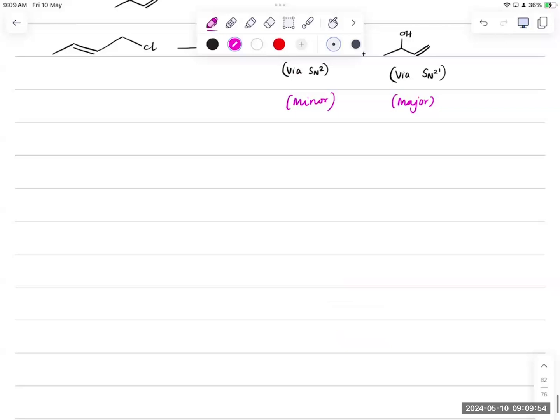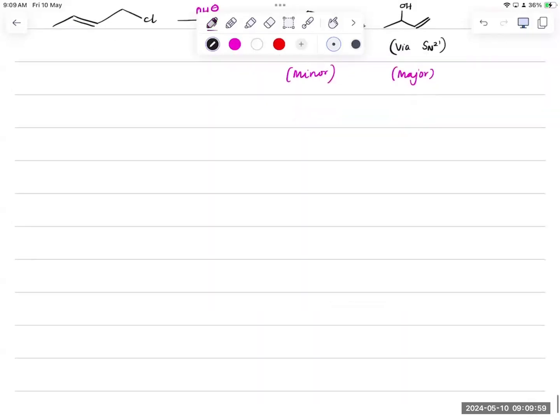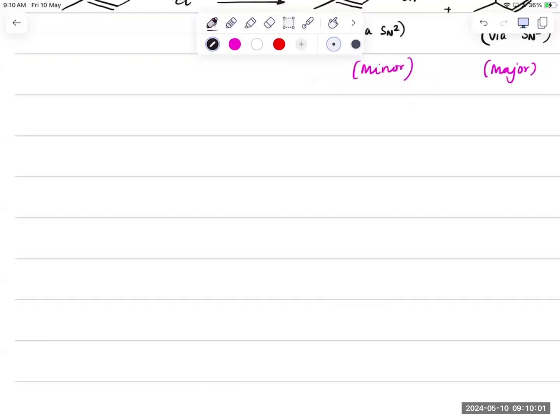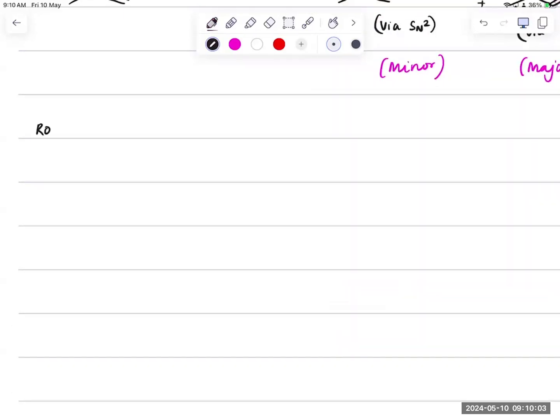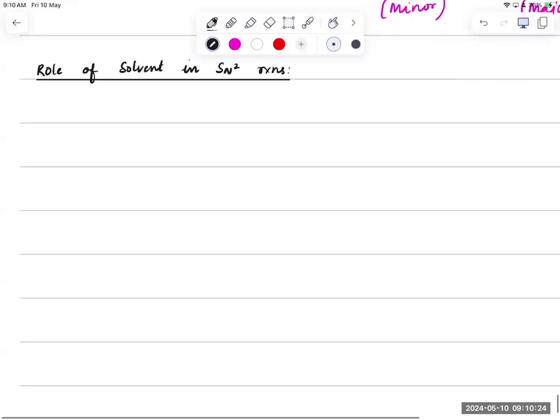Right. The next question that could be asked here, other than allylic, is about the role of solvent in SN2 reactions. Role of solvent in SN2 reactions. Okay. This is one very standard question that you will always get in the exam. Learn this carefully, everybody.